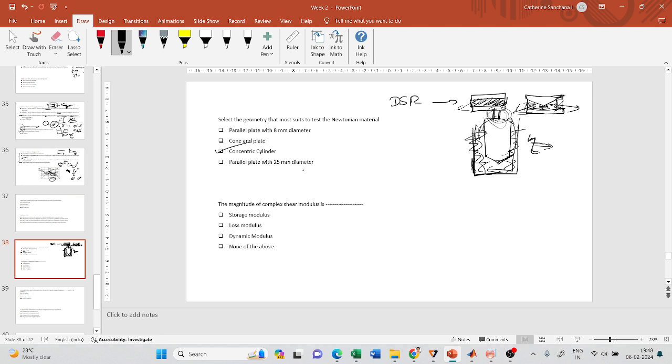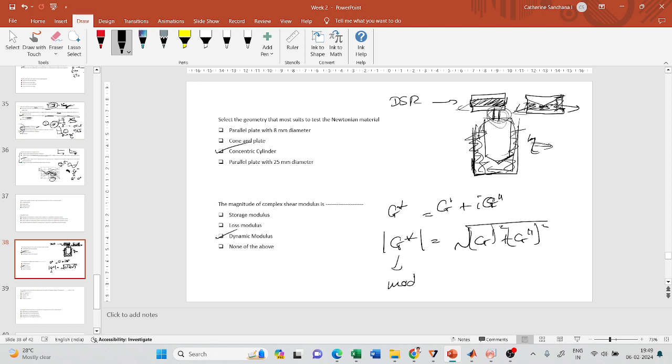And the next is the magnitude of complex shear modulus. So what is complex shear modulus? Complex shear modulus is storage modulus plus loss modulus. It is a complex number, right? And if you take the mod of this value, this is called the magnitude of the complex number. So, complex shear modulus.